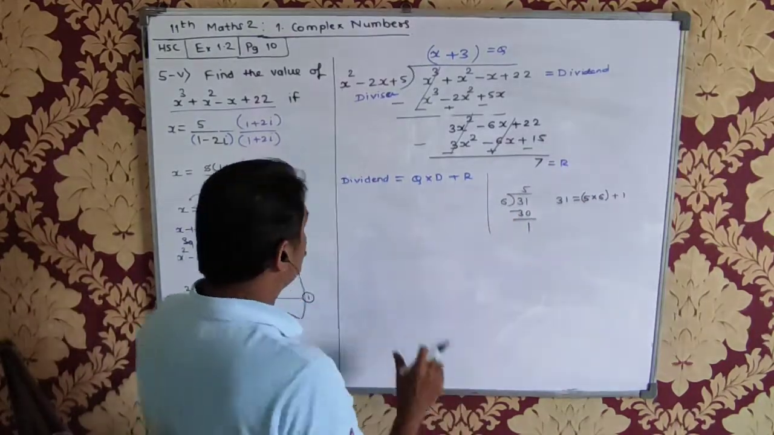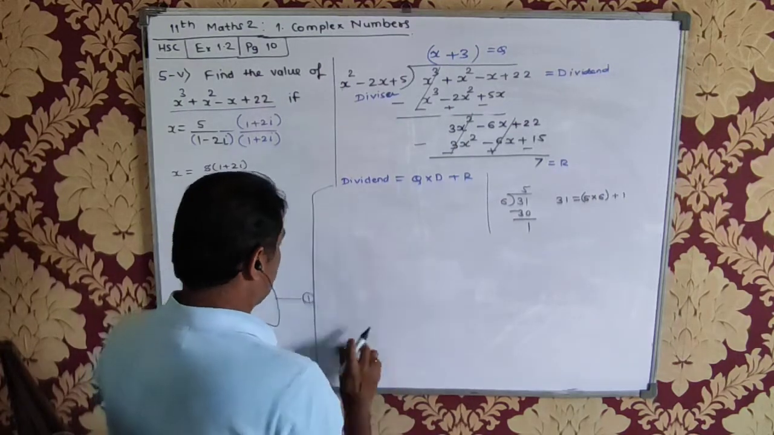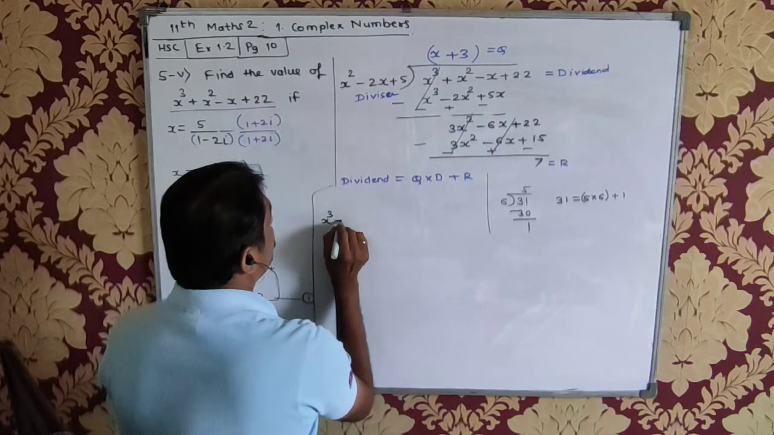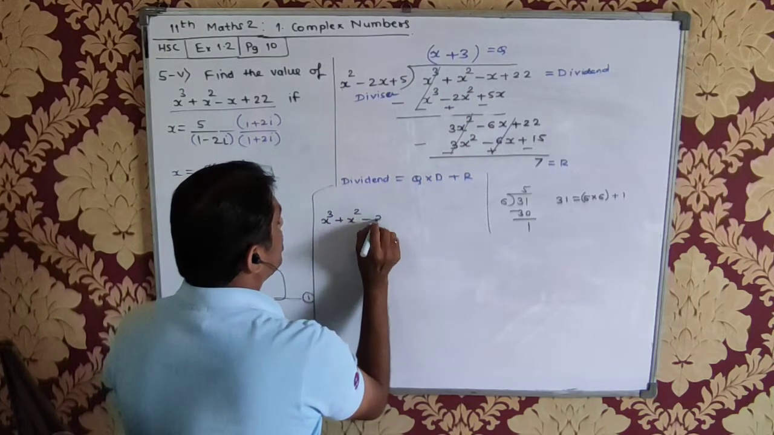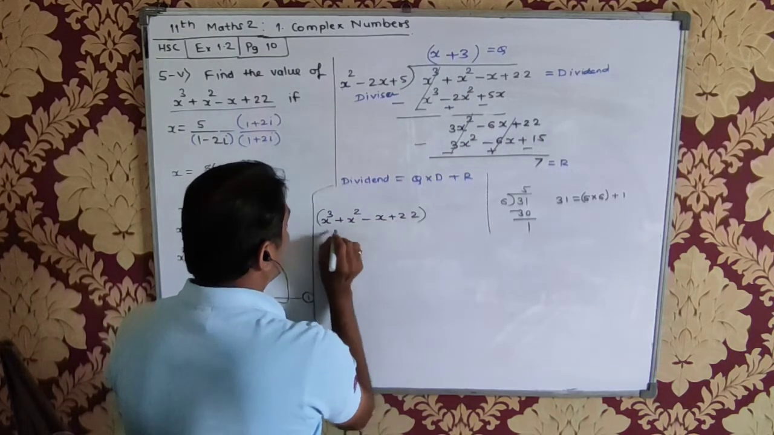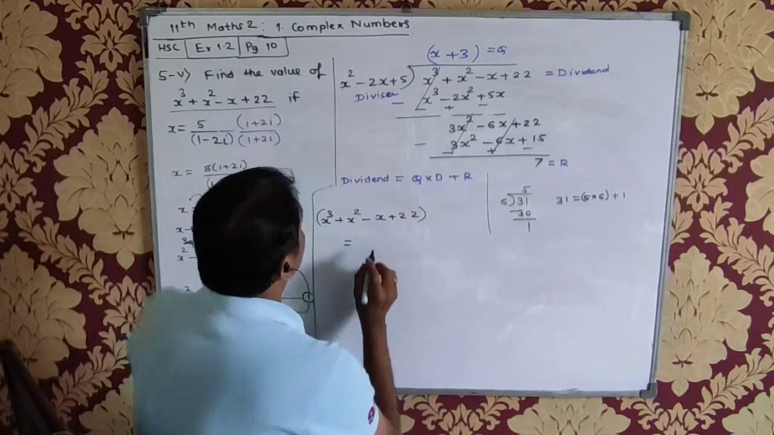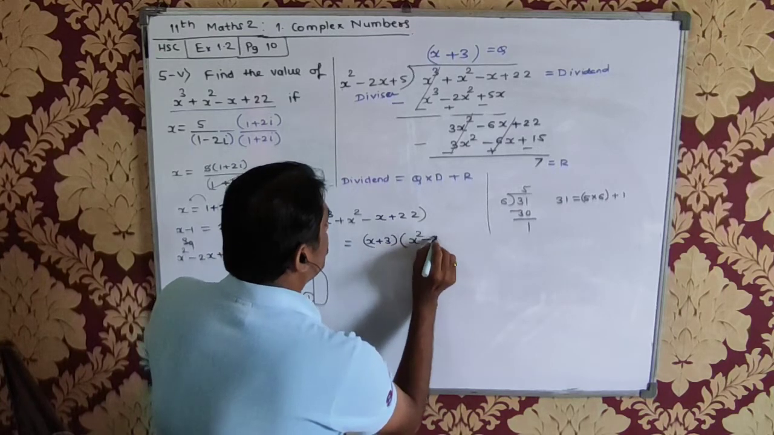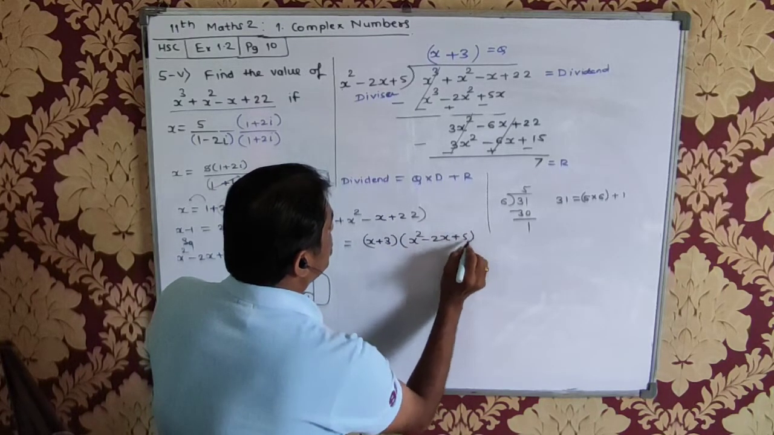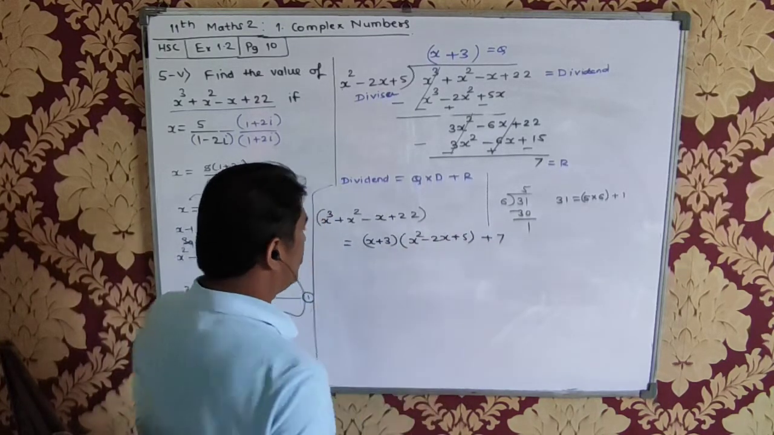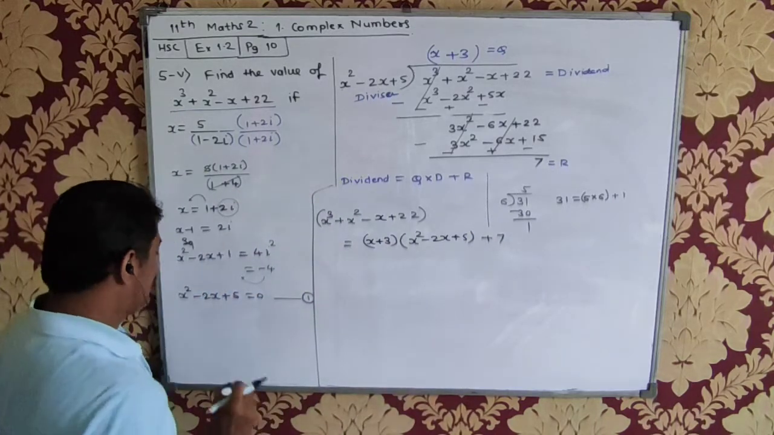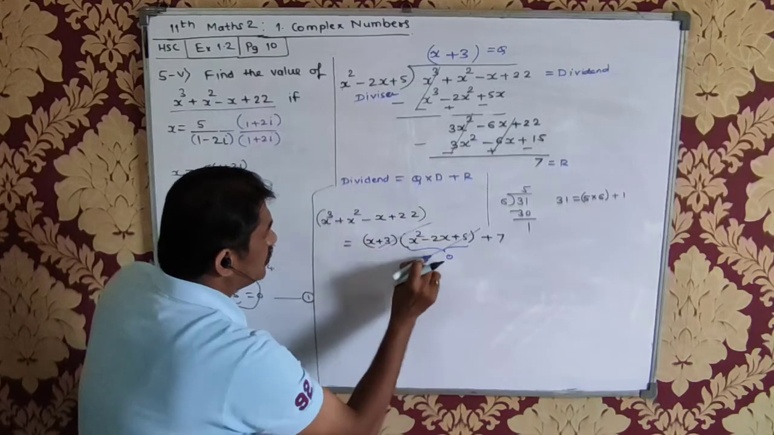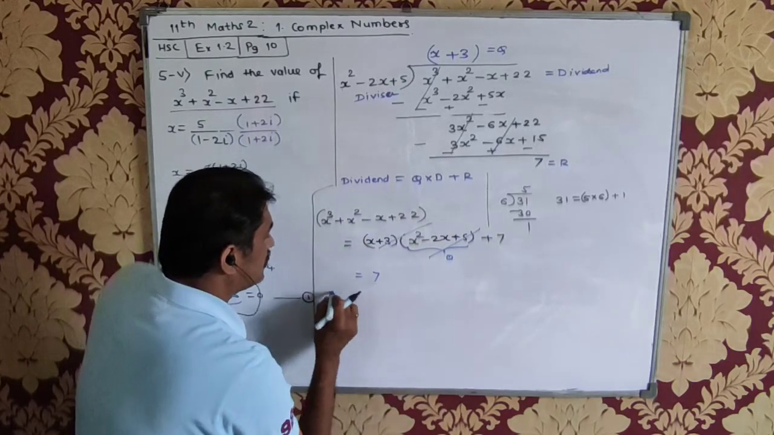In the same way, x cube plus x square minus x plus 22 is equal to x plus 3 into x square minus 2x plus 5, plus 7. But from equation number 1, this is already equal to 0. And 0 into anything is 0. So the given expression is equal to 7.